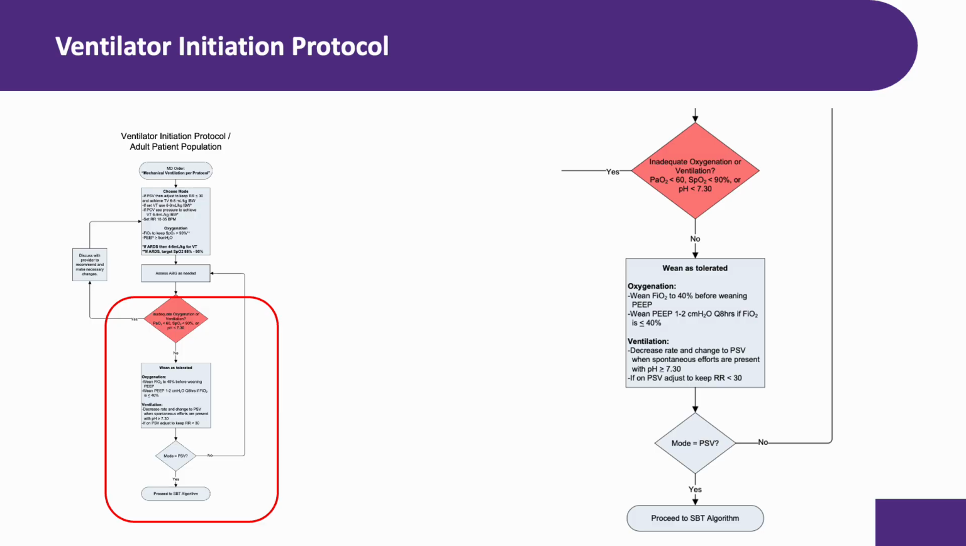Once the patient demonstrates sustained spontaneous breathing above the set rate, it is time to transition to pressure support ventilation. When you make that switch, adjust the pressure support level to keep the respiratory rate below 30 breaths per minute. This is the same target we discussed on the previous slide. And here's the most important transition point at the bottom of this algorithm. Once the patient is successfully transitioned to pressure support ventilation and tolerating it, you may proceed to the SBT algorithm. That is our next protocol, and it's where the real liberation process begins.